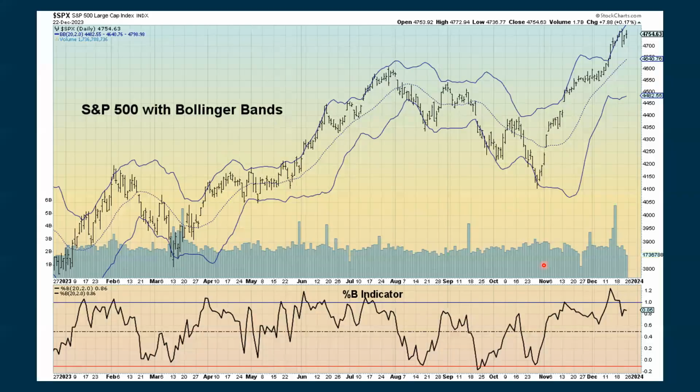Then the percent B indicator, and we saw something pretty rare where for 4 trading days, we saw price go outside of the upper Bollinger Band, and that doesn't happen very often. That's when we get this extreme positive reading. We have been coming back down, but we're still above the midpoint, so we are positive.